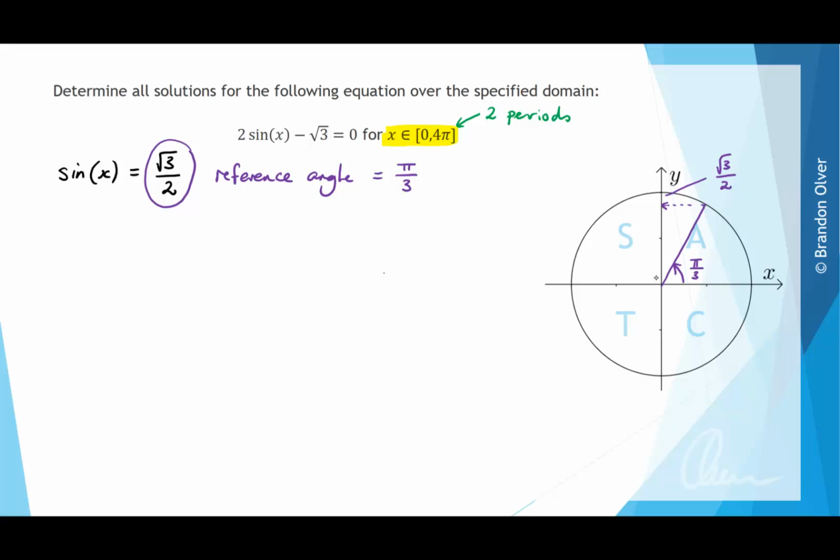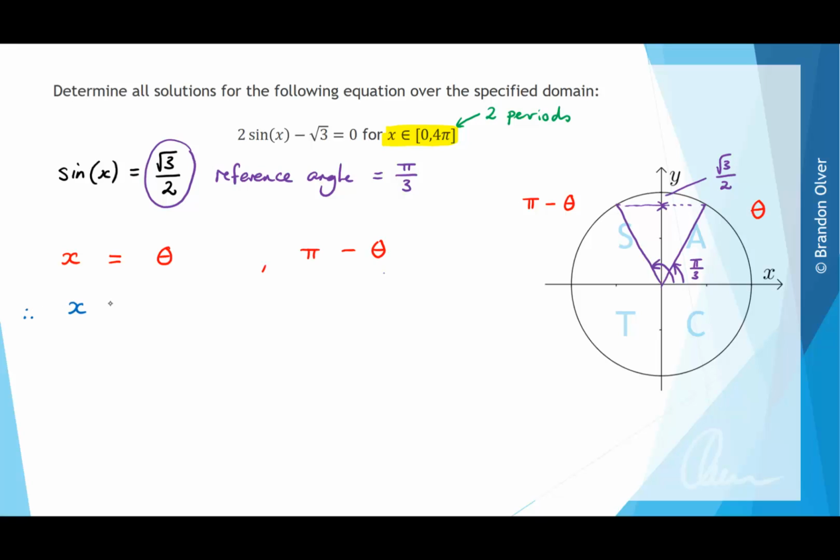And now the other quadrant where sine is positive is the second quadrant, because y is also positive in that quadrant. So that means we also have this angle here. If this is theta in the first quadrant, then the second quadrant has the symmetry property of pi minus theta. So we can now work out what the second angle is. So we know that x must equal theta and pi minus theta.